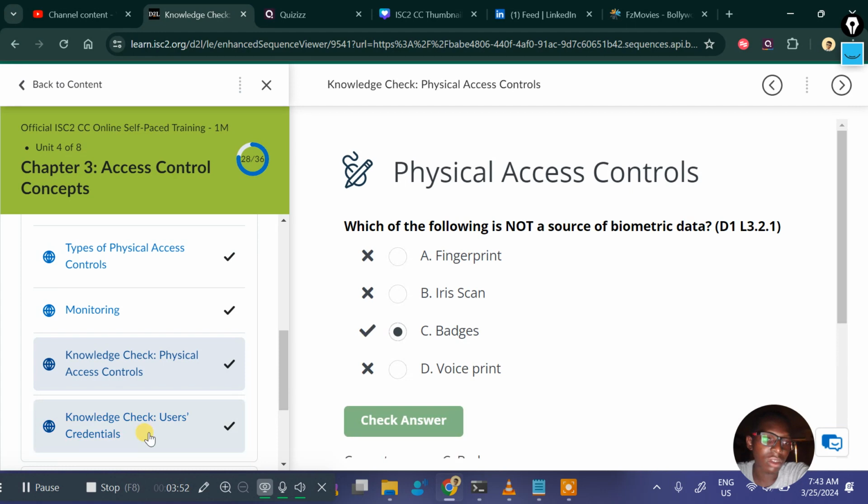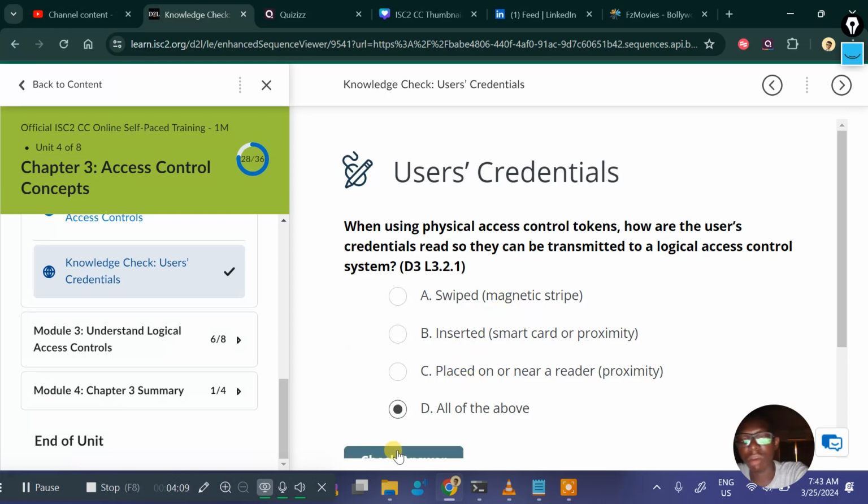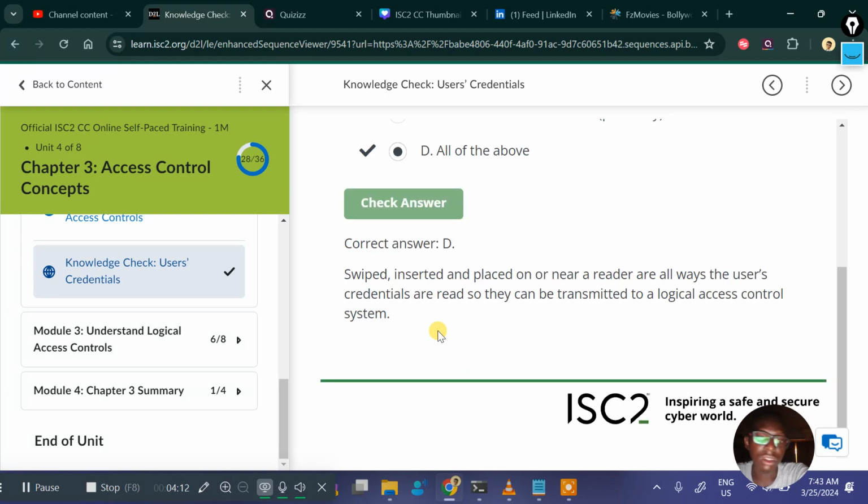Knowledge check, users' credentials. When using physical access control tokens, how are the users' credentials read? They can be transmitted to a logical access control. We have the swipe for magnetic strip, inserted, placed on a reader. All of the above would be the answer in this case.